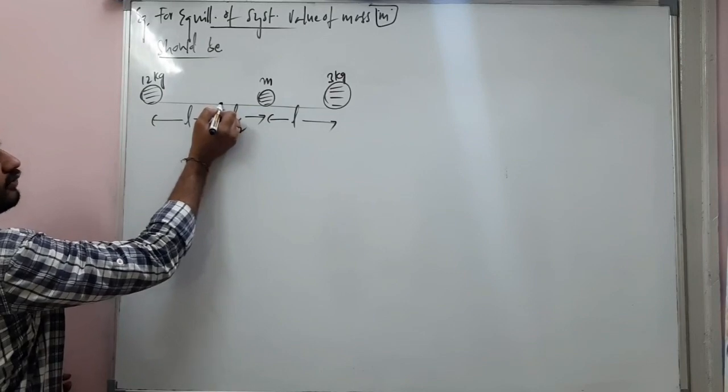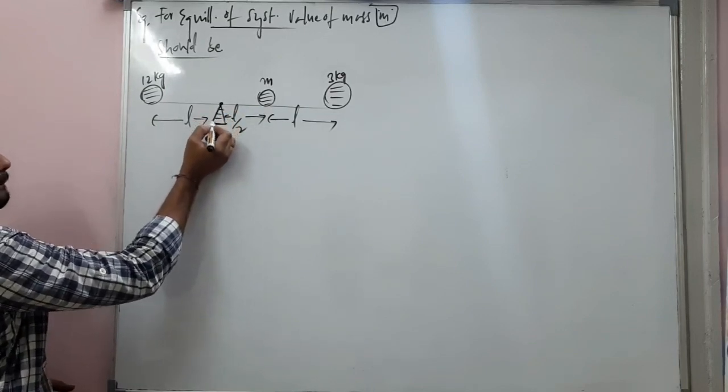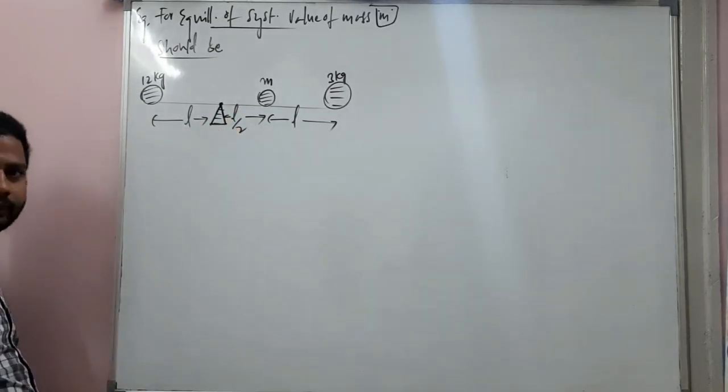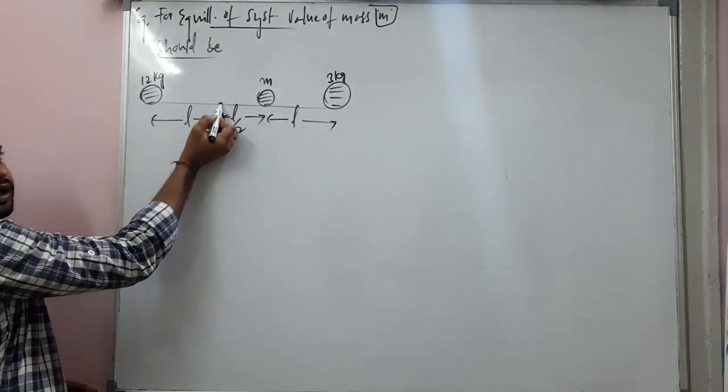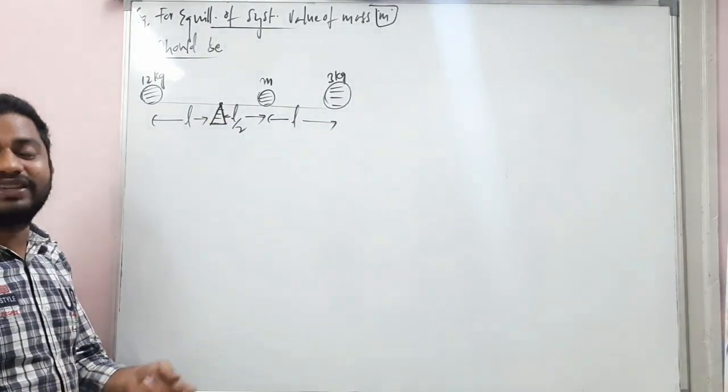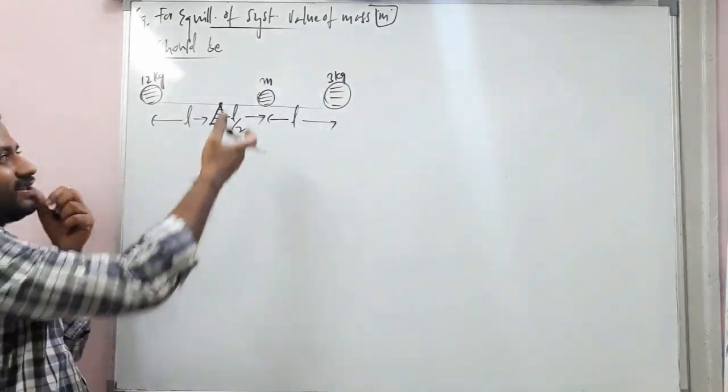About this axis of rotation, this is called the fulcrum. About this axis of rotation, you might have seen the seesaw in the playground. The children will play on the seesaw. It is similar to that structure.